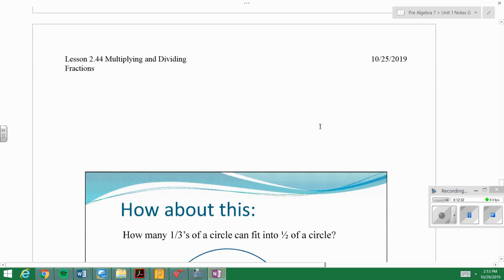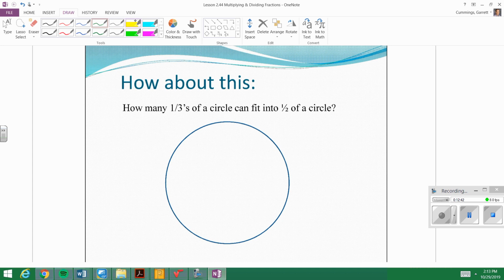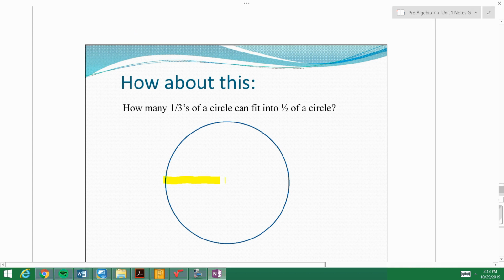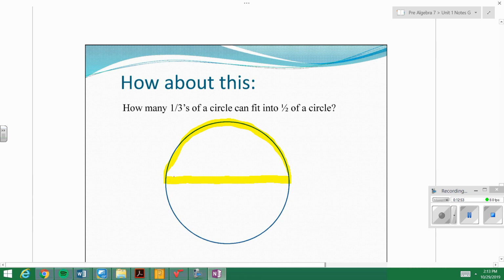Okay, how about we do another one? How many 1/3 of a circle can fit into half of a circle? Okay, so let's go ahead and make our half a circle again. How many thirds of a circle can fit into 1/2 of a circle? So it looks like, right, if I measure about 120 degrees here, that's 1/3 of a circle. There's 1, and this would be another 1/3.